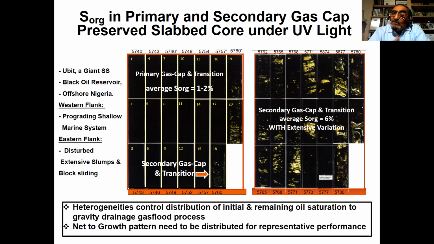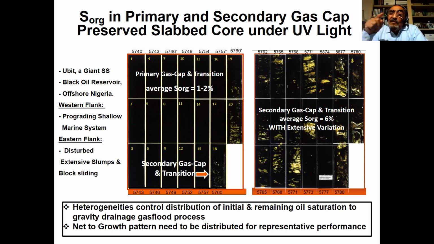So we took cores from all the way from 5740, and you could see that in here, the first column, 1, 2, 3, is one core, 3 feet long. And then you could see under UV light, there is no fluorescence. That means there is no oil in it. Of course, fluorescence for detection of oil has an uncertainty of 1 or 2%. But we see basically no fluorescence in the first 3 feet. The next 3 feet, which is the second column, 4, 5, 6, again you don't see any fluorescence, nor do you see anything in 7, 8, 9, and 10, 11, 12.